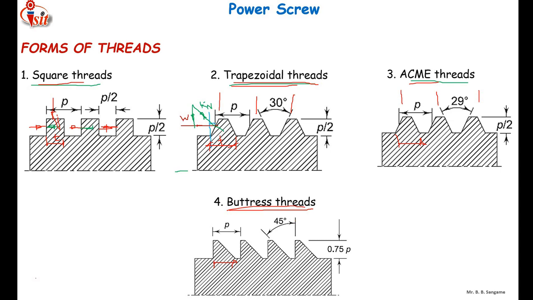Again, one more thing, the strength. The buttress threads are stronger than equivalent square threads or trapezoidal threads. This is because of, once again, the greater thickness of the teeth at the root.